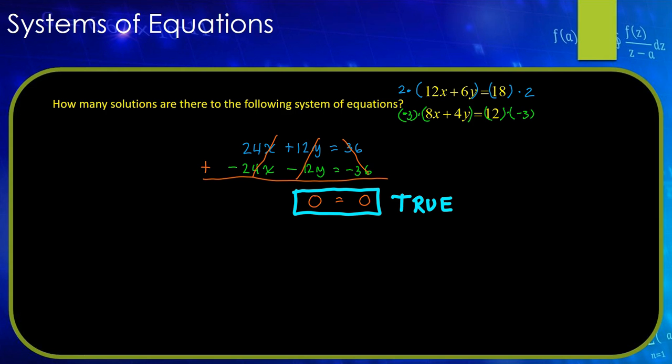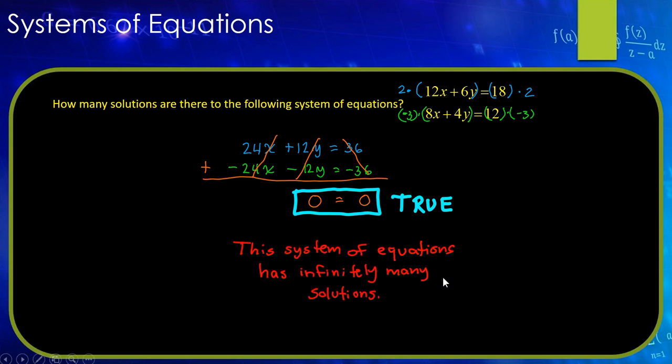It would be something we call consistent, and dependent, so it would have infinitely many solutions, because there would be an infinite number of ordered pairs that would make both of those equations true at the same time. Let's have a look at the next one.